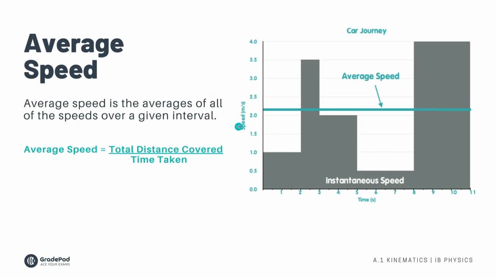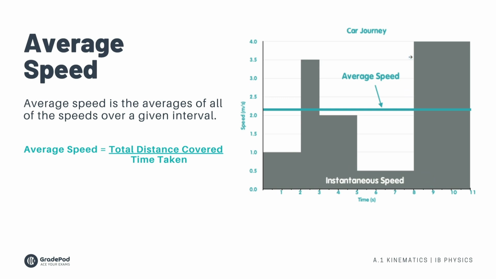The average speed is different. What this graph is showing is an object travelling at 1 metre per second for 2 seconds. Then it travels at 3.5 metres per second for 1 second. Then it travels at 2 metres per second for 2 seconds, and it's constantly changing. How useful is that for us?